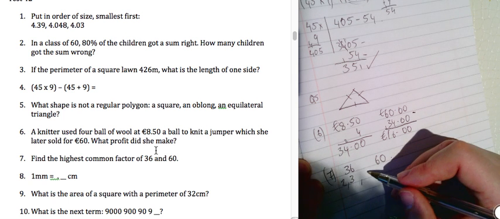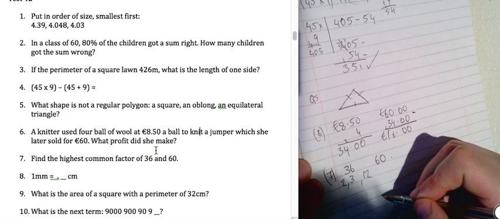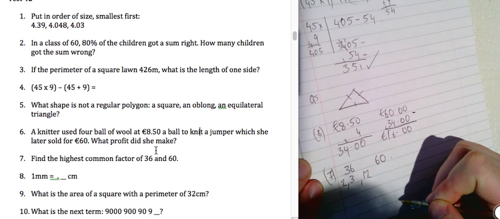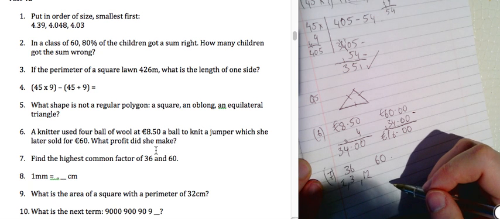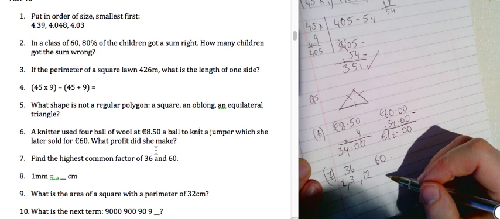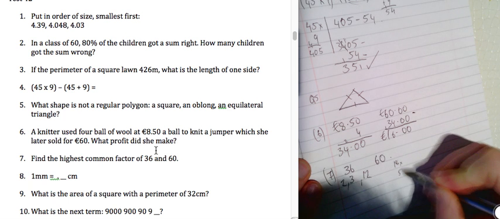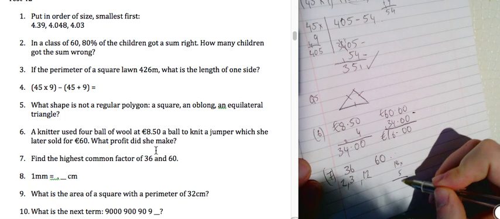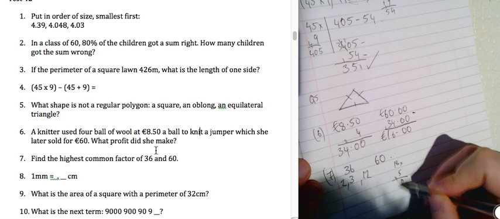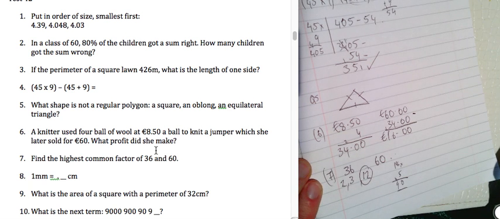Let's keep going up the ladder though. 12 will go in. 12 times 3 is 36. 12 times 5 is 60. Do we have a bigger number there? 18. Would 18 go into 60? No. Let's see, 18 by 5 just to make sure. 18 by 5, no, definitely wouldn't. So 12 is the highest common factor of them both.